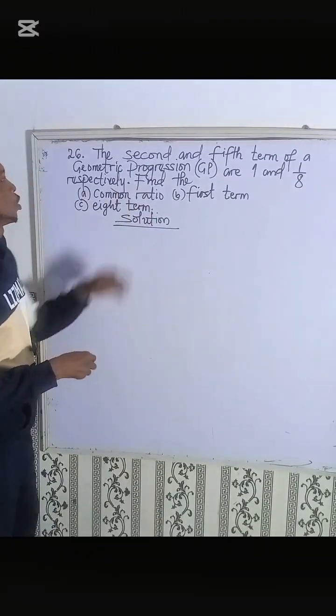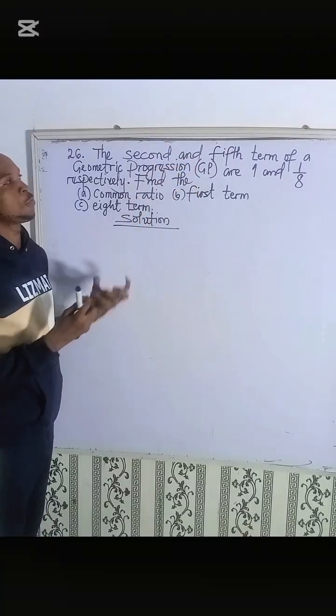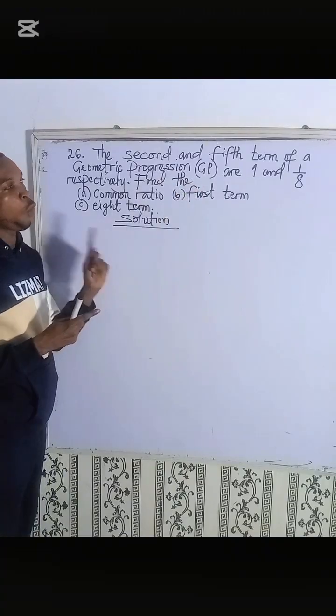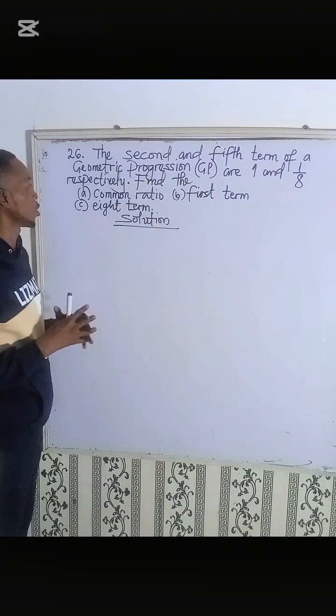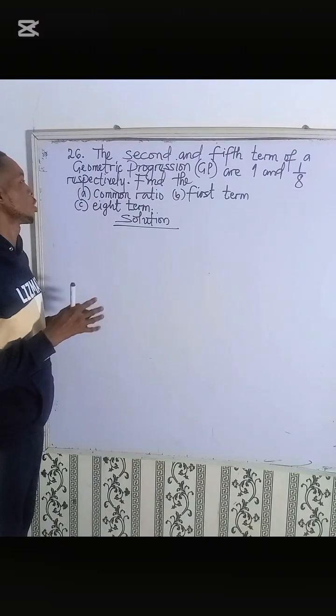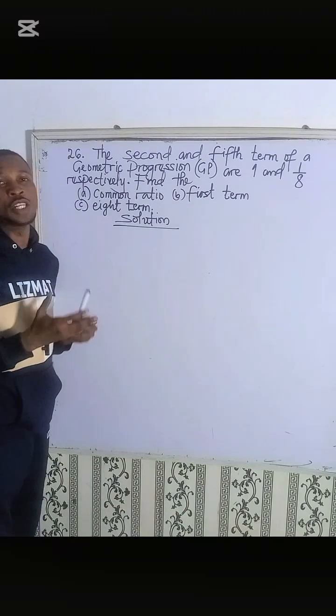Let's see the question. The second and the fifth term of a geometric progression, GP, are 1 and 1 divided by 8. So we have to find the common ratio, first term, and eighth term. So what do you need to know?